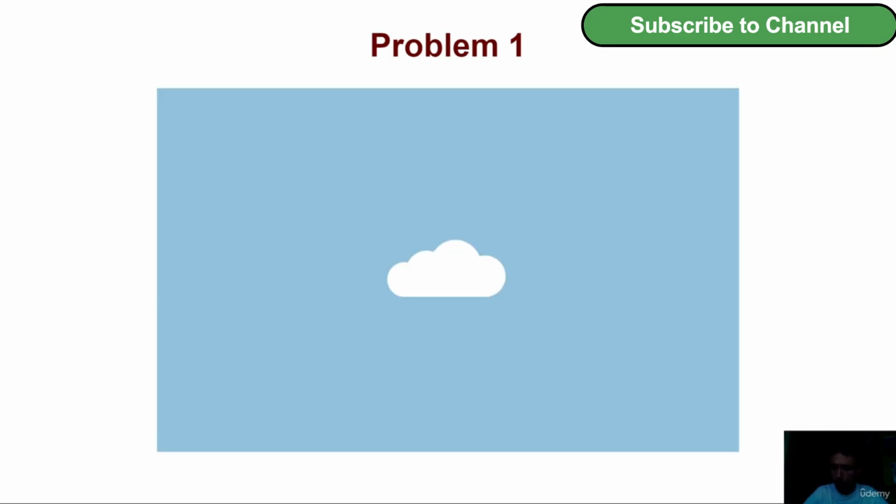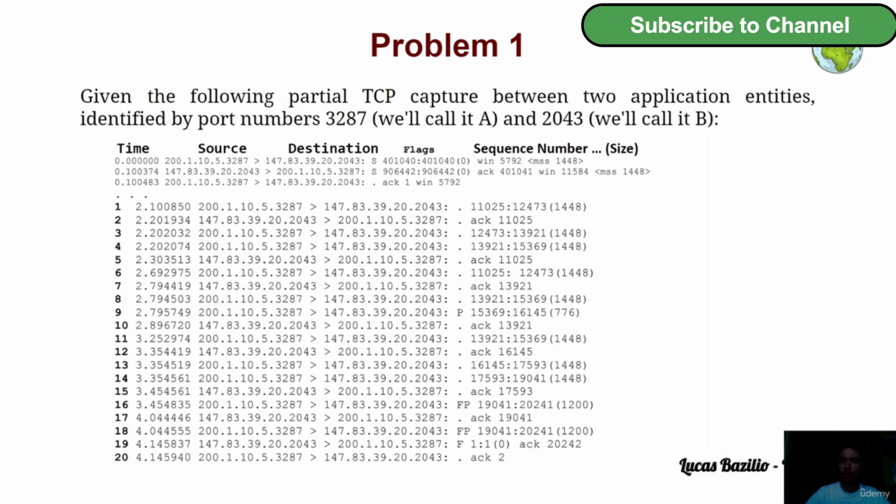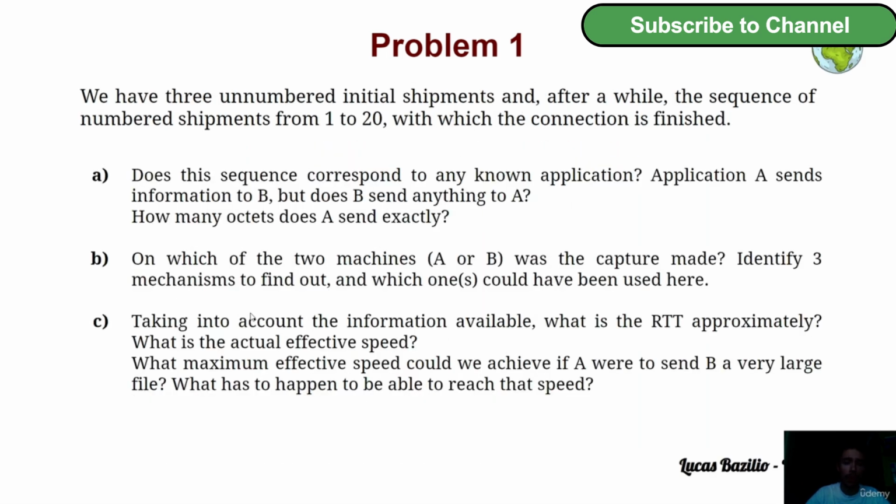Hey everyone, in this lesson we are going to continue and solve now the question C of this problem 1. So in the question C of this problem we have: taking into account the information available, what is the round trip time approximately? Remember that RTT stands for the round trip time.